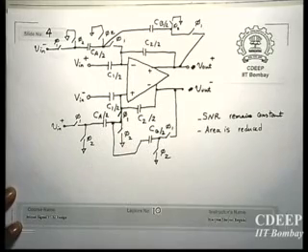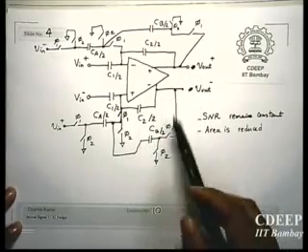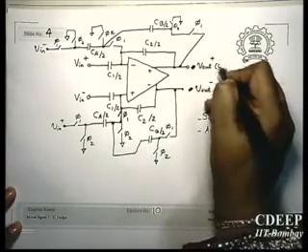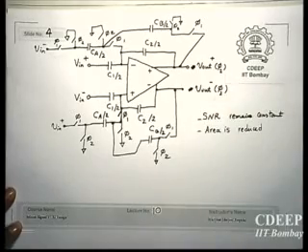Now we can do two things. We can sample V out in phi 2 because we don't have any connection here, therefore we can just sample it at phi 2. We can sample it in phi 1 also, but see what will happen.